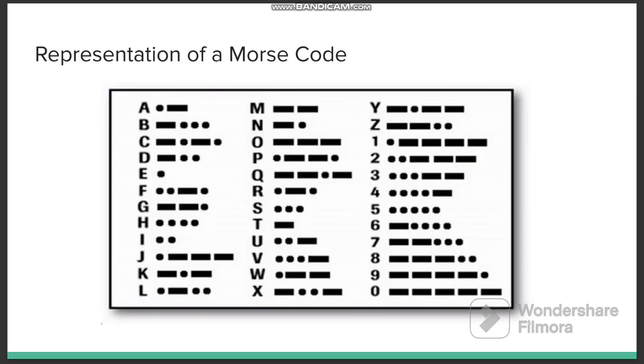This is how Morse code is represented. Dots and dashes are the standardized notations used here for different signals. For A, it is dot and dash, and all the other sequences follow similarly.